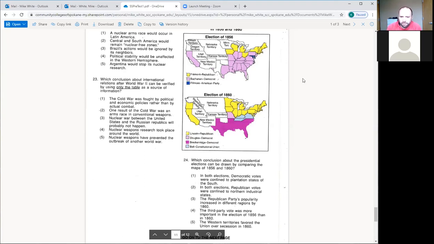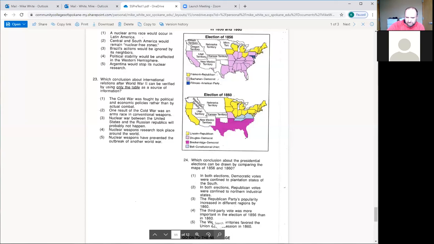Four, the third party vote was more important in the election of 1856 than in 1860. Remember, the third parties are all of the other parties. So our country has the Democratic Party and the Republican Party, and all the other parties are lumped together into what we call the third party. Really small. And no, we can see that that's not true because in 1860, actually, there were some states that did vote for third party presidential candidates, and so four is false.